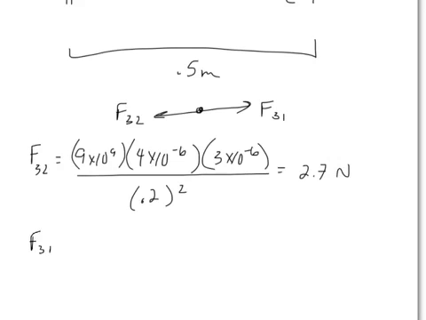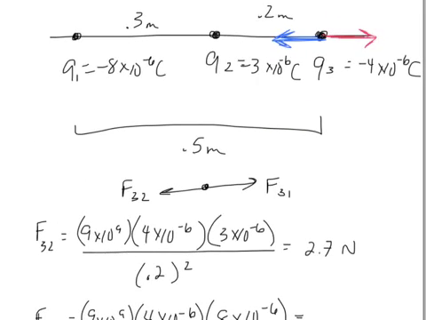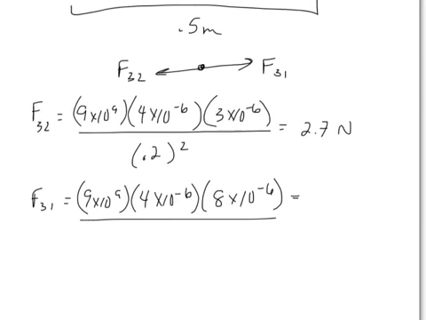Next, let's find F31. So this is going to be 9 times 10 to the 9 again. Now we're going to still use particle 3, 4 times 10 to the negative 6. But now we have to multiply it by particle 1, which was really negative 8, but we're going to say 8 times 10 to the negative 6, because again, we already took into account the negative sign. And that's over the whole distance squared. Well, the whole distance is the distance from particle 1, which was here, and particle 3, which was here. So if we scroll back up to see that, we'll see that this entire distance here is the distance between them. 0.2 plus 0.3 is 0.5. So that's what our number here is going to be, squared. And that turns out to be a value of 1.2 newtons.